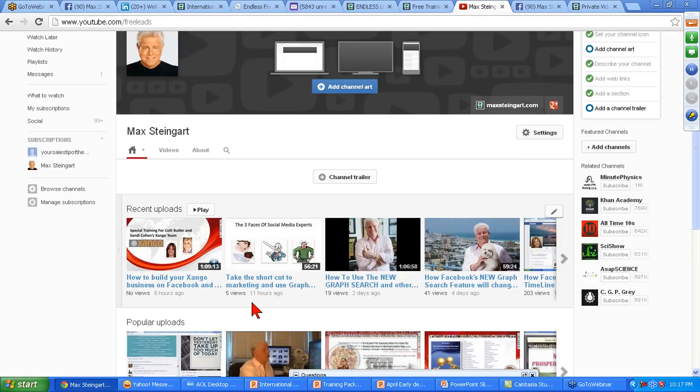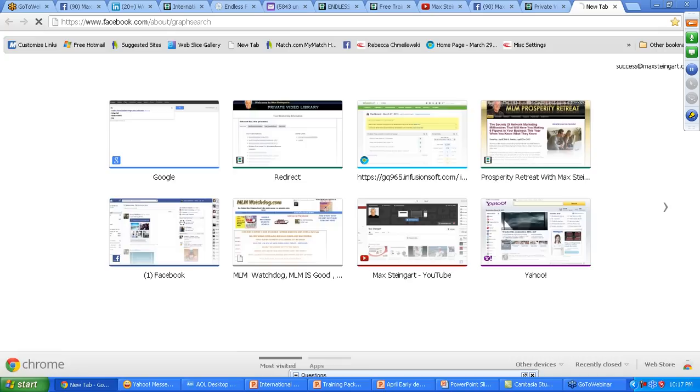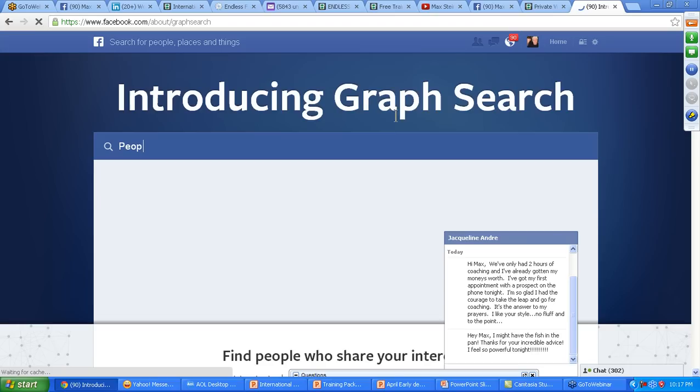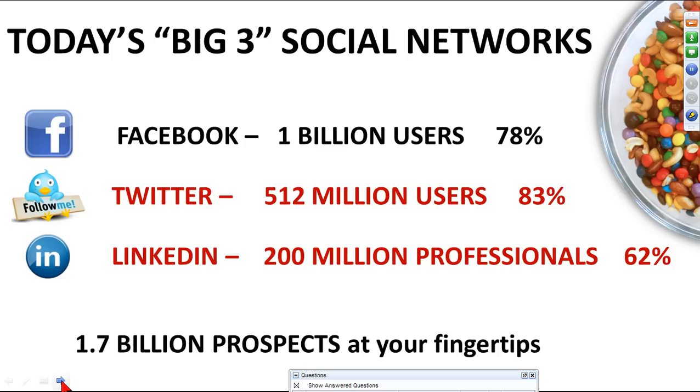And I just want to tell you that the landscape is changing. So let me run over here and let me go to facebook.com/about graph search, all right? Because you want it. You want it. And what you can do is, let me just bring that up, okay? Facebook, 1 billion users, graph search is going to make it easier.